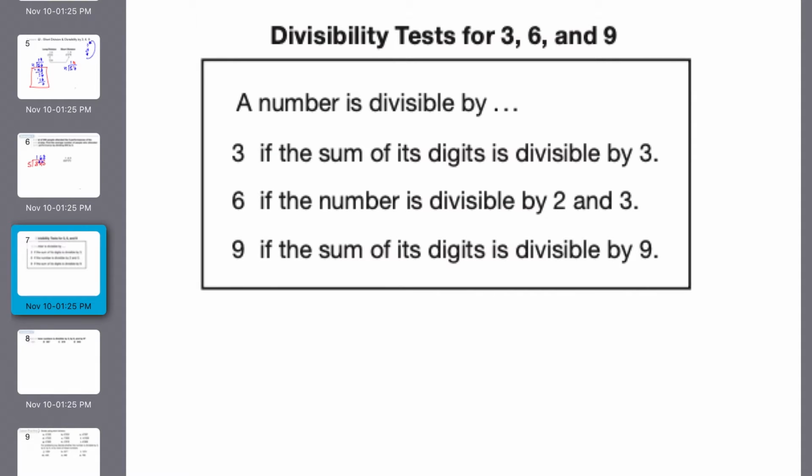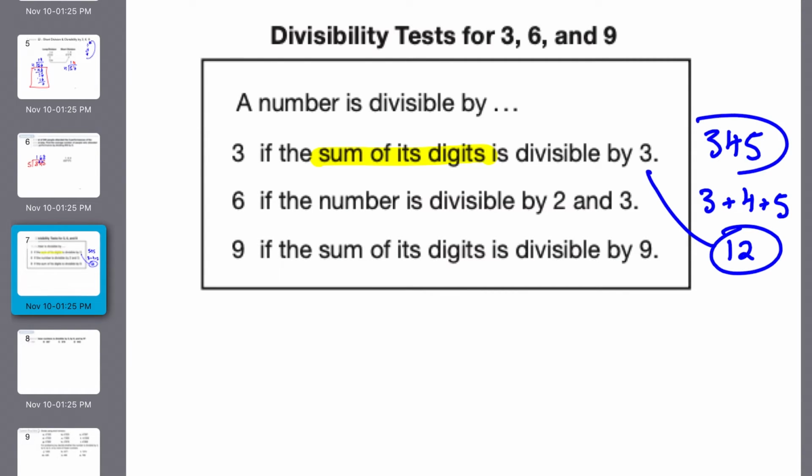Now, divisibility tests by 3, 6, and 9. A number is divisible by 3 if the sum of its digits is divisible by 3. So if I have 345, I'm going to add up all those numbers, 3 plus 4 plus 5. So that gives me 9, 10, 11, 12. That equals 12. So since 12 is divisible by 3, that means 345 would also be divisible by 3. So you add up the different numbers.